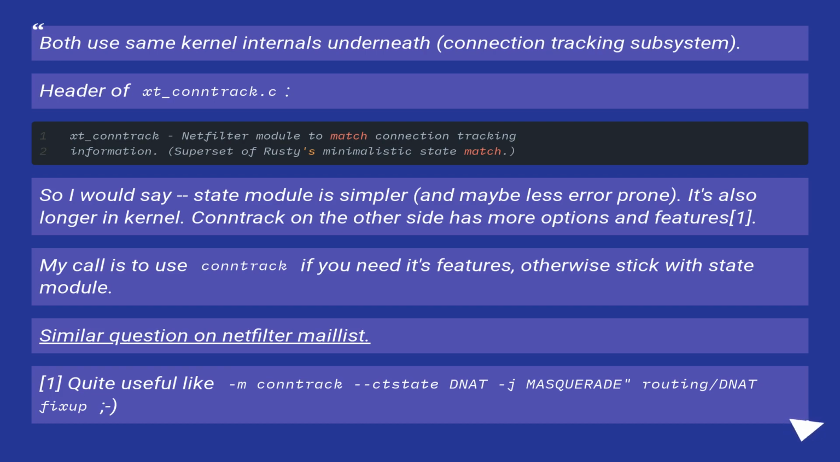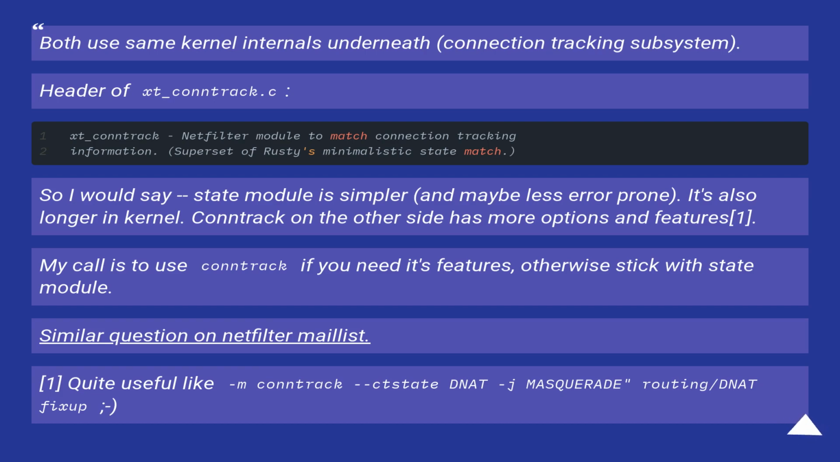Header of xt_conntrack.c. So I would say, state module is simpler, and maybe less error prone. It's also longer in kernel. Conntrack on the other side has more options and features. My call is to use conntrack if you need its features, otherwise stick with state module.